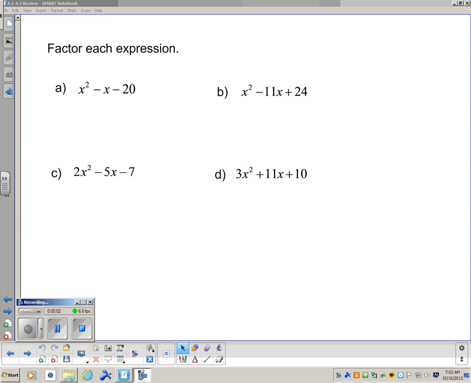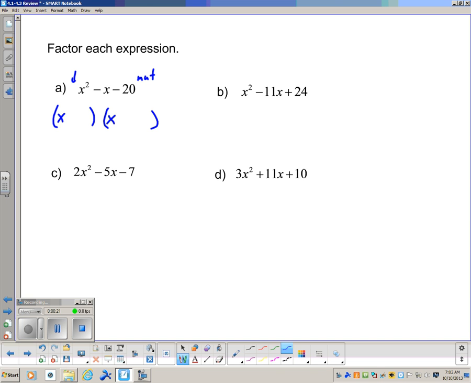So the next part of the review has to do with factoring here. So let's go ahead and review how to factor. If your a here is 1 out on the outside, we can just factor this. So x times x is x squared. What multiplies to give us -20 and adds to give us -1? I'm thinking, oh yeah, -5 times 4 will multiply to give me -20 and add to give me -1. So -5 and +4.